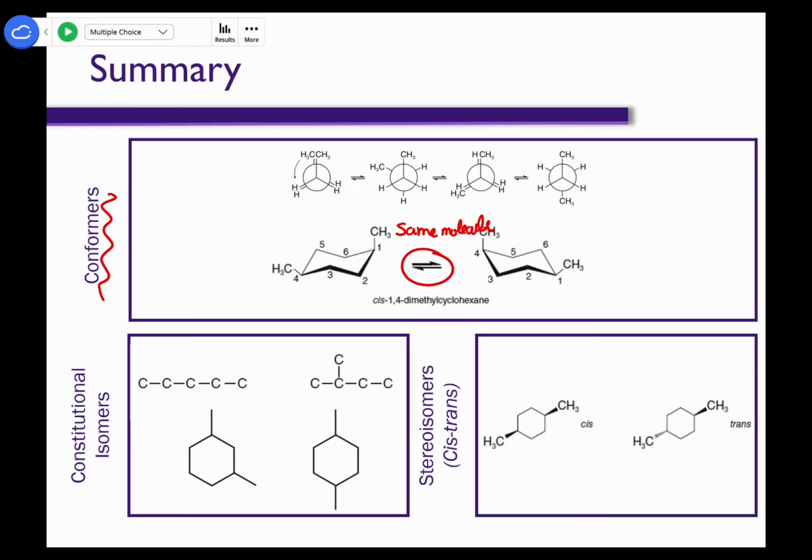We didn't break any bonds. Same with when we were looking down the Newman projections. We're looking to see what substituents are close or farther apart, but we're not breaking any bond. So those are the same molecule, just in different conformations.